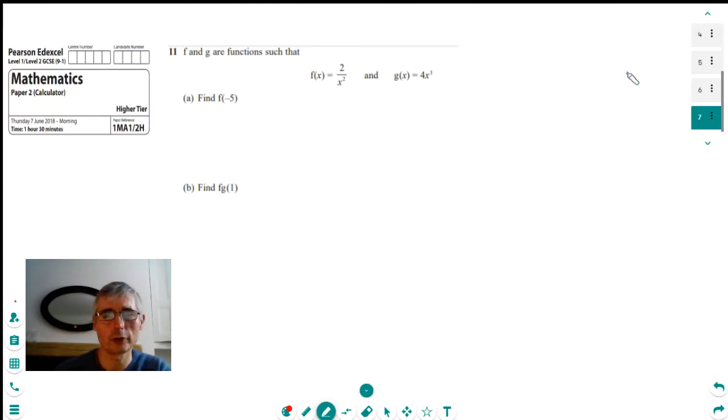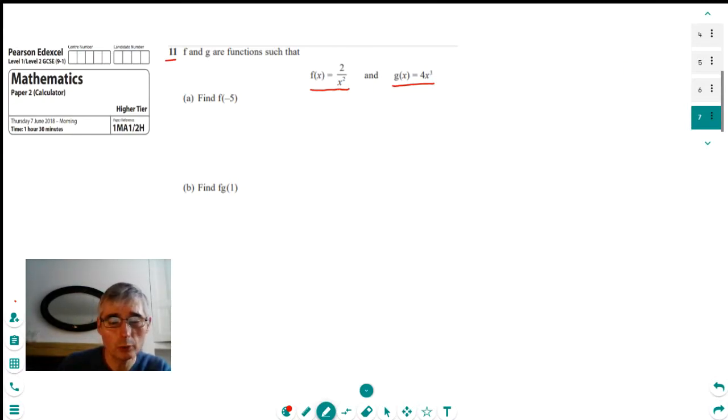I'm currently going through the Edexcel 2018 Higher Tier Paper 2, which is the calculator paper, and we're on question 11, which is a question about functions. So we can see that we're given two functions here, f of x equals 2 over x squared and g of x equals 4x cubed.